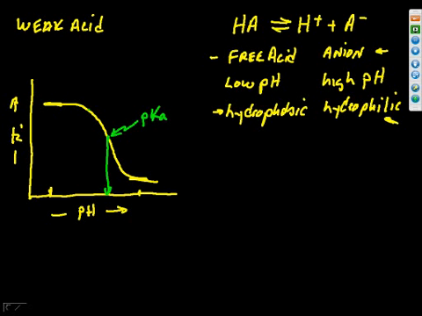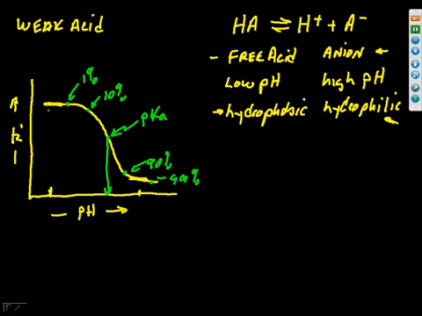And so if you go 1 pH unit on either side of the pKa, that's going to take you from 10% ionized to 90% ionized. And if you go 2 pH units on either side of the pKa, that's going to take you from 1% ionized to 99% ionized. And of course, once you're out beyond 2 pH units on either side of the pKa, the curve is essentially flat and there's very little additional change.